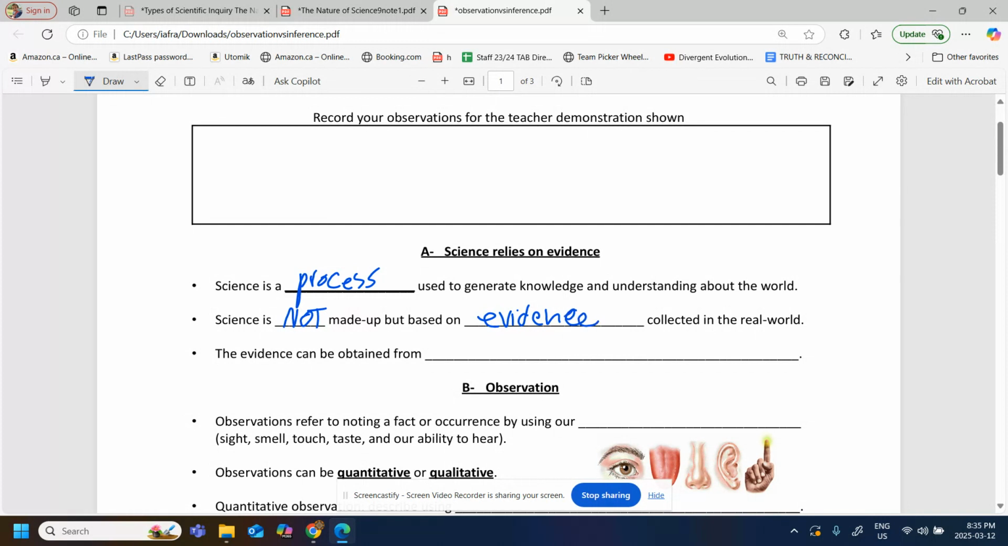collected in the real world. And that evidence can come from a few places. It can come from observations and also from inferences.